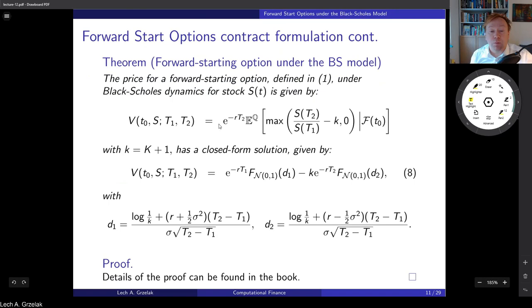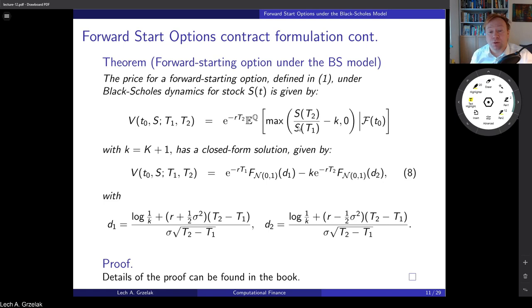So if we look at the pricing, the proof for this theorem for the pricing of forward start options under the Black-Scholes model is given explicitly in the book. Here I will just show you the results, but the result is not a big surprise, because since we are dealing with geometric Brownian motion, the ratio of two stocks at different times is a geometric Brownian motion under the Black-Scholes model. Then the pricing solution for a call option or put option for forward start options resembles the one that we would have for pricing of European calls and puts.